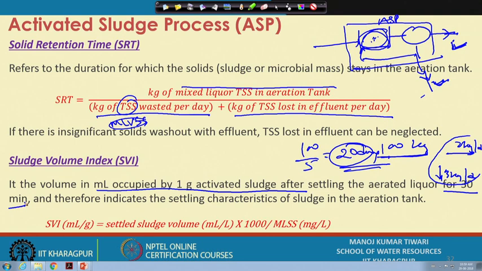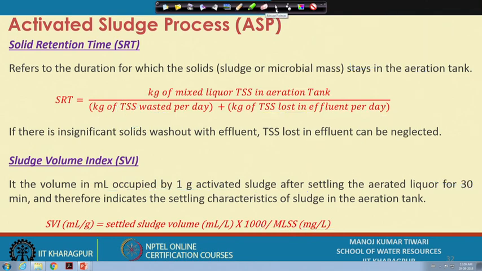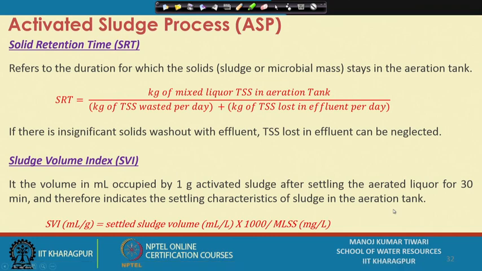So, SVI or sludge volume index is given in milliliters per gram, meaning how much volume it occupies for 1 gram of sludge. So, this is the settled sludge volume times 1000 divided by MLSS. So, how much MLSS we have taken and how much volume it settled, that gives the sludge volume index.